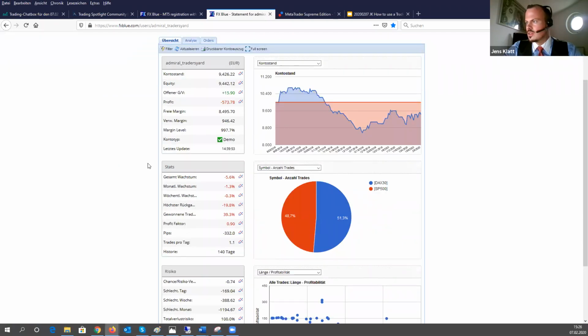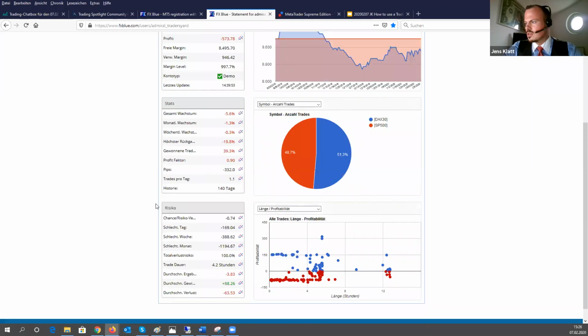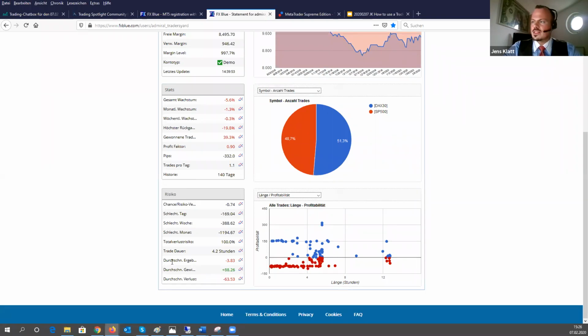There you can see it. Where do we have it? Expectancy. Let me just see. There we go. There it is. So it's the average expectancy, in fact. In Germany, we call it durchschnittliches Ergebnis. In English, it's the average expectancy of a trade.